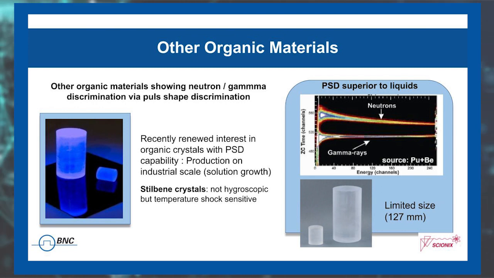Stilbene crystals got some renewed interest recently. They're produced at industrial scale, grown from solution, but they can be made extremely large, and they are quite more expensive than liquid scintillators. Stilbene crystals are not hygroscopic, but they are quite sensitive to temperature and shocks. But a stilbene crystal, especially in a small size, can be a very nice alternative to a liquid scintillator because the material, of course, is not liquid.